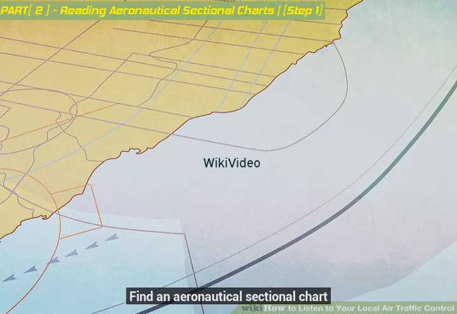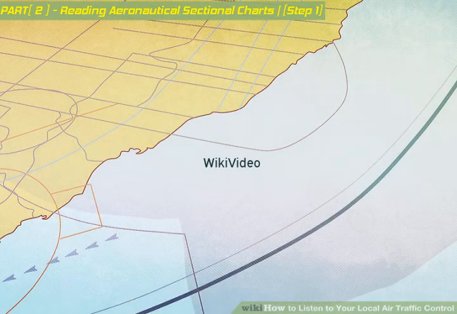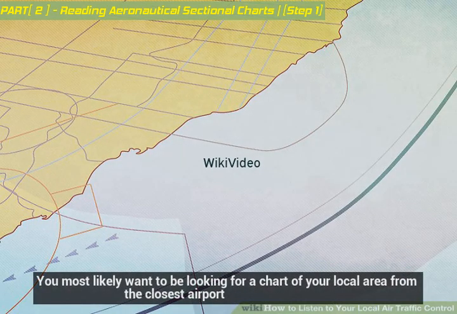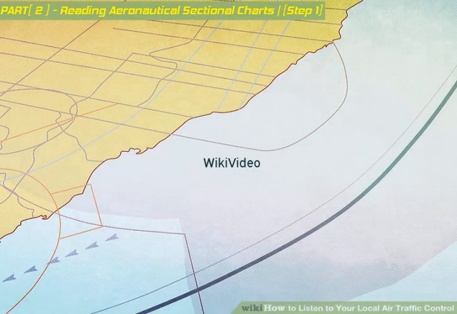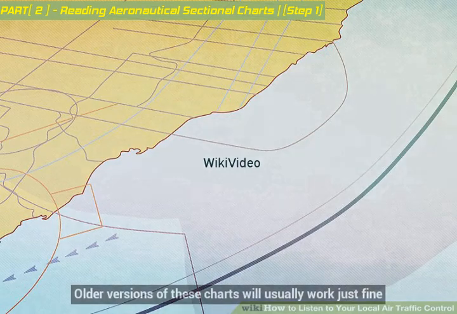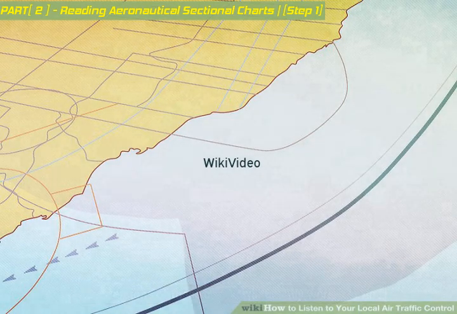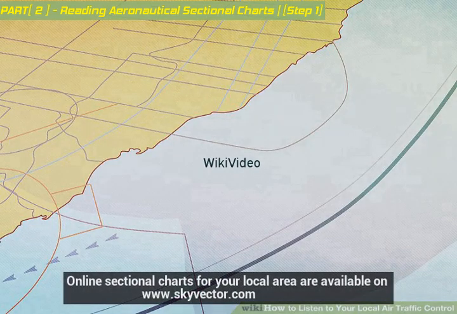Find an aeronautical sectional chart. You most likely want to be looking for a chart of your local area from the closest airport. Older versions of these charts will usually work just fine. Online sectional charts for your local area are available on www.skyvector.com.